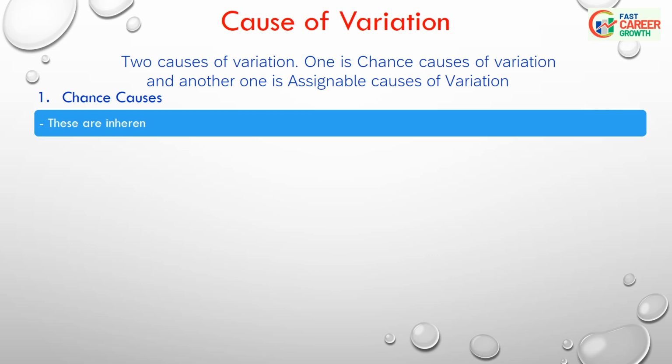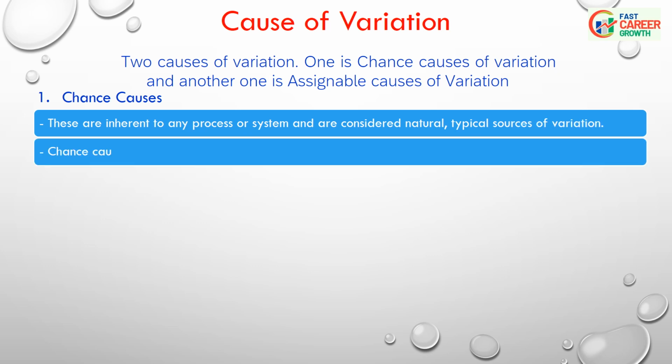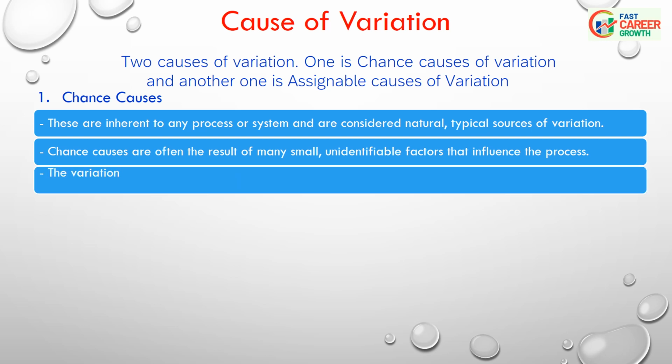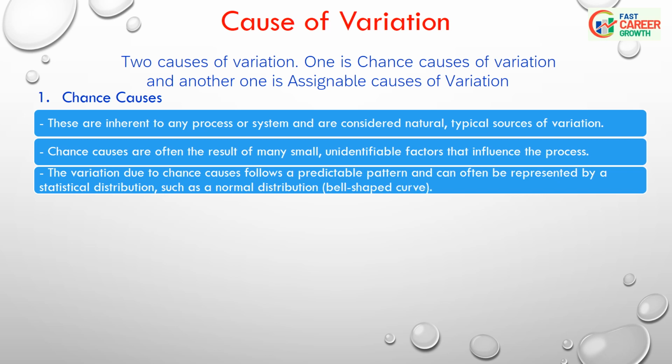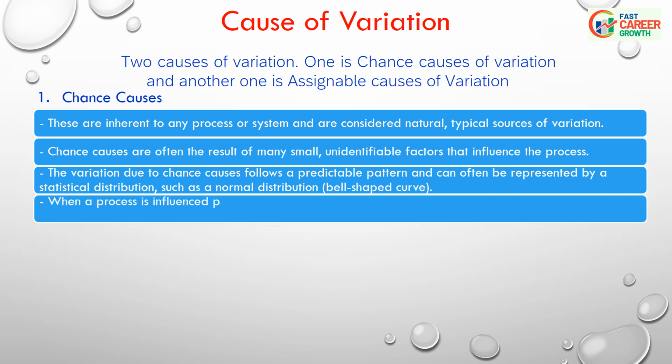Chance causes, also known as common cause variation or random variation. These are inherent to any process or system and are considered natural, typical sources of variation. Chance causes are often the result of many small, unidentifiable factors that influence the process. The variation due to chance causes follows a predictable pattern and can often be represented by a statistical distribution, such as a normal distribution, bell-shaped curve. When a process is influenced primarily by chance causes, it is said to be in a state of statistical control, meaning it is stable and predictable.